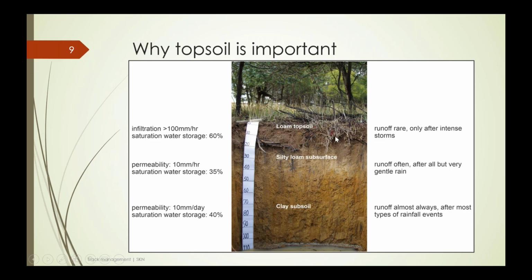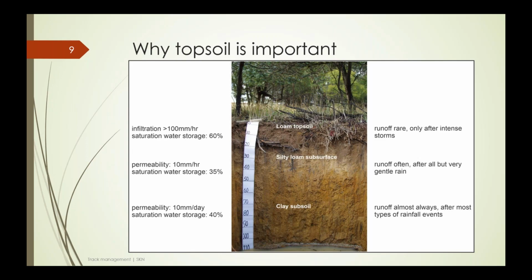If we scrape the topsoil off, we start getting down to layers which are far less absorbent and generate runoff far more quickly. So the subsurface layer that you see here, the silty loam subsurface, generates runoff quite quickly because it will only absorb water at about 10 millimetres per hour, so 1/10 of the rate of the topsoil. And runoff is therefore going to be much more frequent.